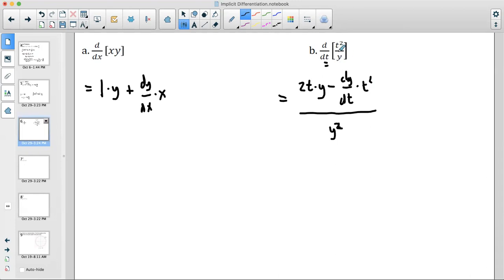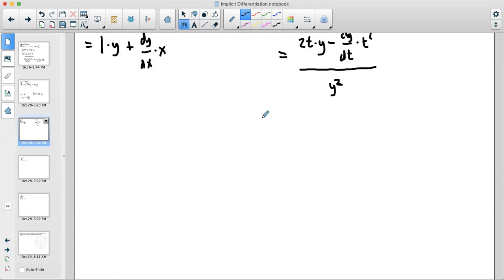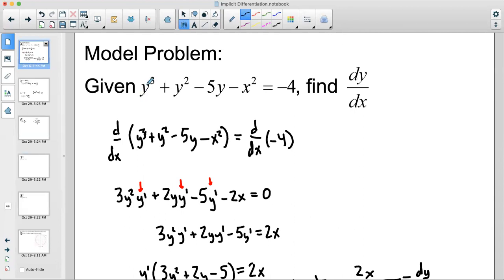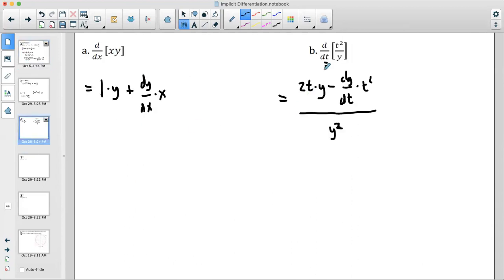So again, this derivative with respect to t of y is always going to be dy dt. It might be a more complicated function than just y. We saw that up here. This was y cubed, so it's 3y squared times the derivative, and this was y squared, so it was 2y times the derivative. But if the function is just y, then its derivative is just dy dx or dy dt, depending on what the variable is.